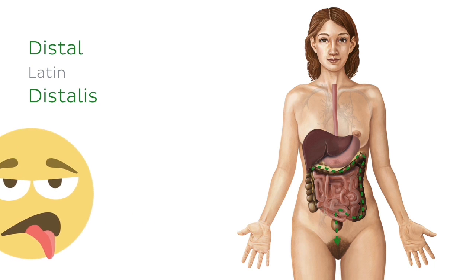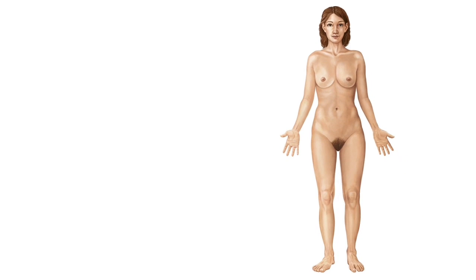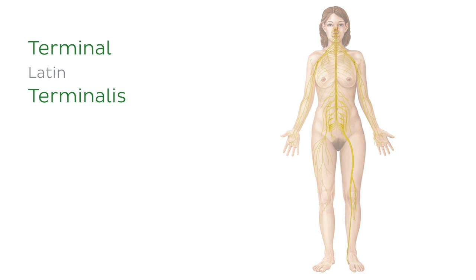A related term to distal, which you might have heard of before, is terminal, which refers to a structure which would be considered most distal. For example, the terminal branches of the sciatic nerve are the tibial nerve and the common fibular nerve.